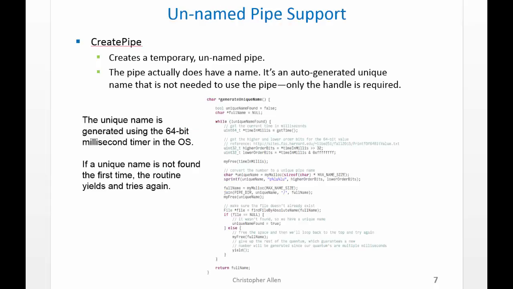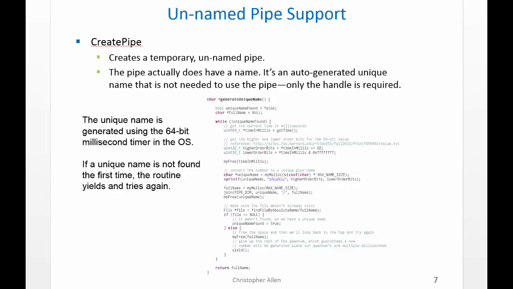Create pipe creates a temporary unnamed pipe. The pipe actually does have a name. It's an auto-generated unique name that is not needed to use the pipe, as only the handle is required. The unique name is generated using the 64-bit millisecond timer implemented in the OS. So there's a P character followed by the higher order 32 bits and then the lower order 32 bits of that 64-bit time. This gives the accuracy of the unique name to about a millisecond.